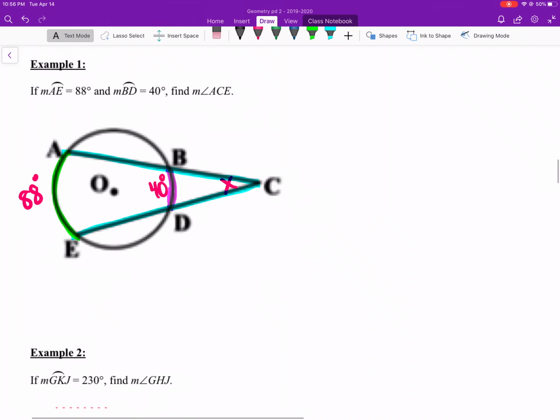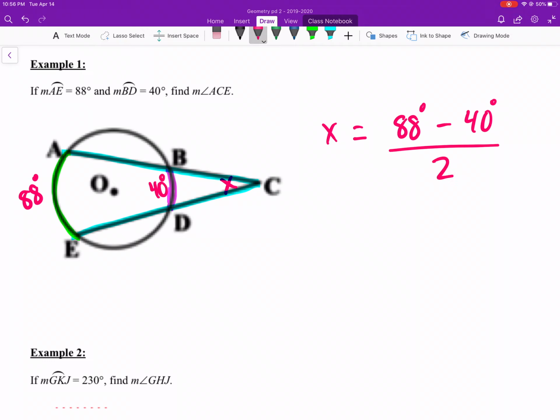Okay, so to find x, it's the major arc minus the minor arc, and then you divide that by 2. So we get x is equal to 88 minus 40, which is 48, and divide that by 2, and you get 24 degrees.